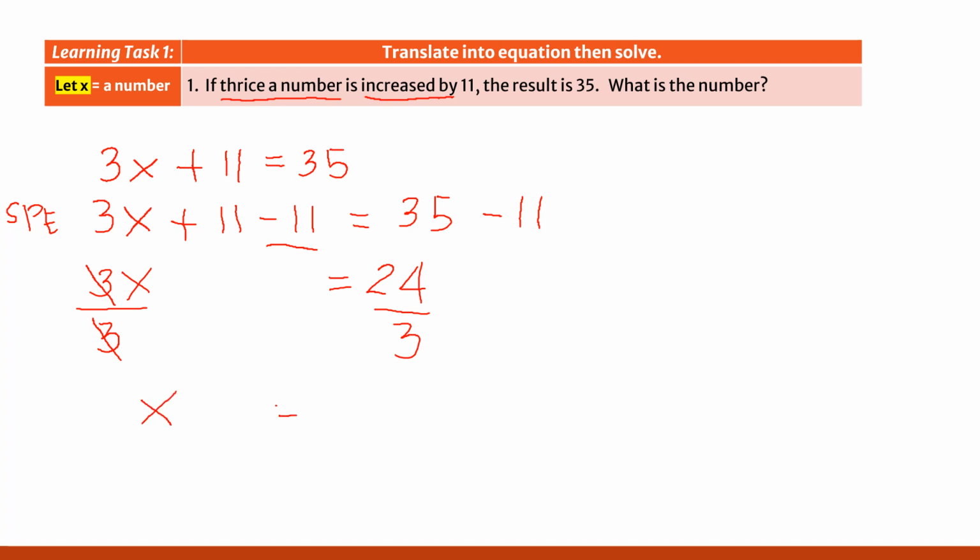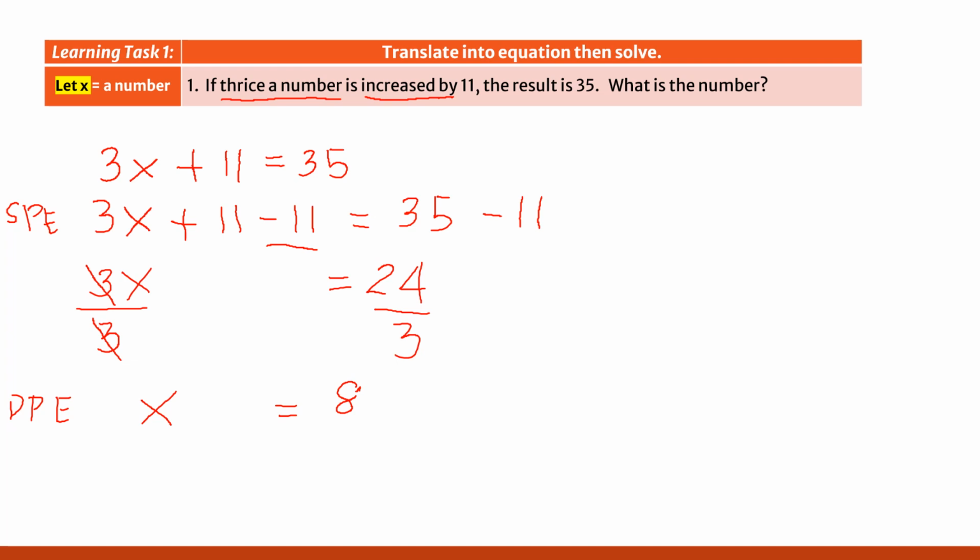Tapos, sa kabila, what is 24 divided by 3? Of course, the answer is 8. So again, ano ang ginamit ni Sir dito? Yung division property of equality. Now, question, is x equals 8 correct? Ibig sabihin nun, ang unknown number ba ay 8?